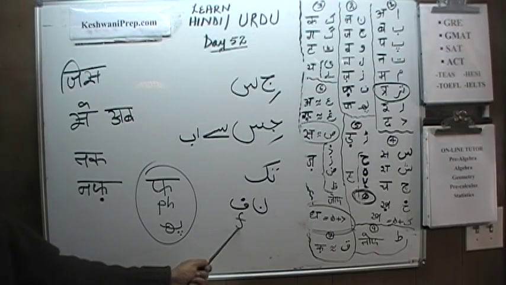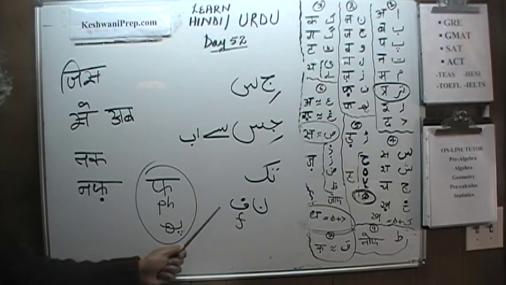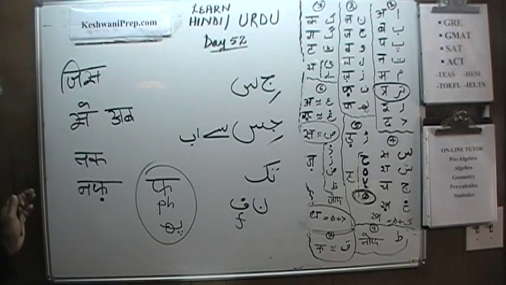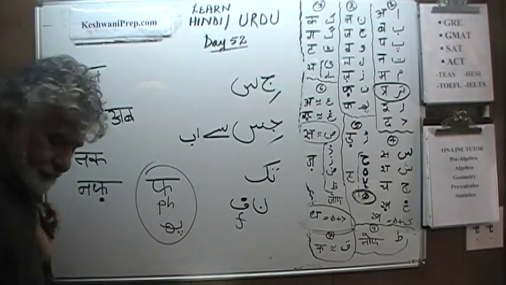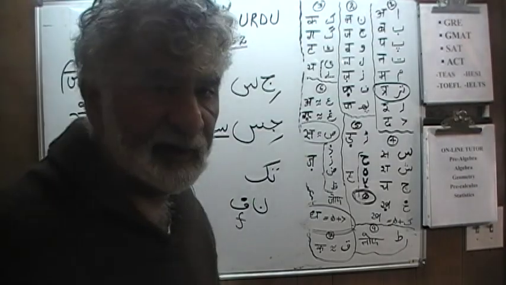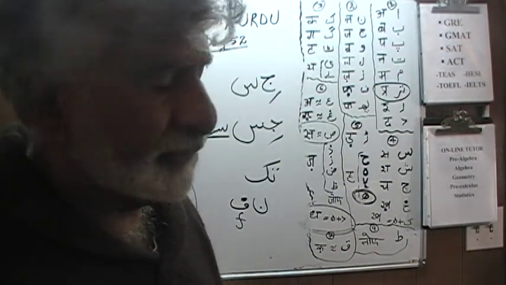But here we need F, which does not exist in Hindi. To remind ourselves that we need an F and not PH, we write down the fe and we put this dot that you see here, we transpose this dot underneath here. To remind ourselves that we're looking for fe and not pe and a he, not PH. F.